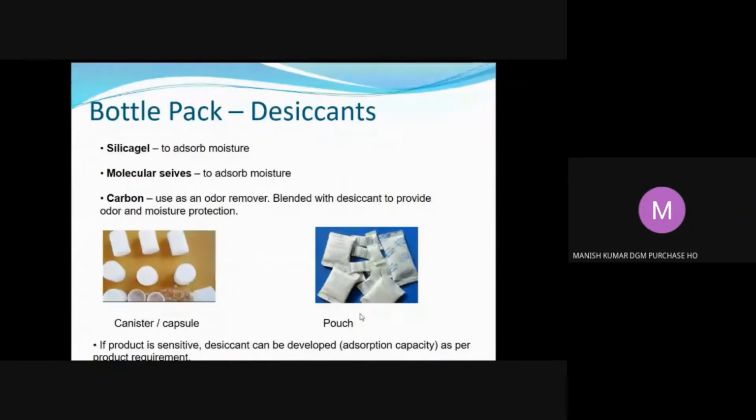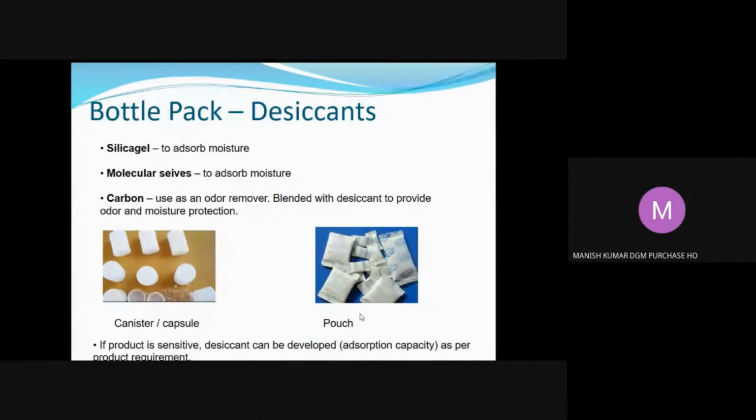These are called desiccants. Desiccants are normally available in the market. People use silica gel. It absorbs moisture, and molecular sieve. It also absorbs moisture. People use carbon also as an odor remover. So whenever you are going, just search in Google what is silica gel, what is molecular sieve, what is carbon, which is used as a desiccant.